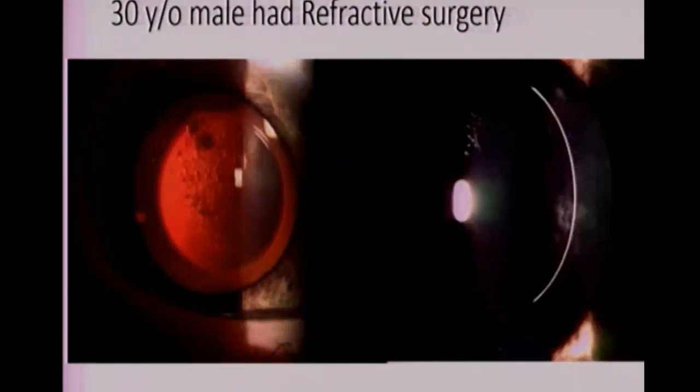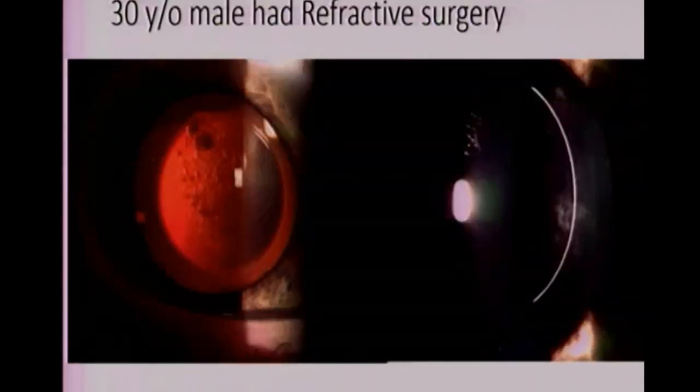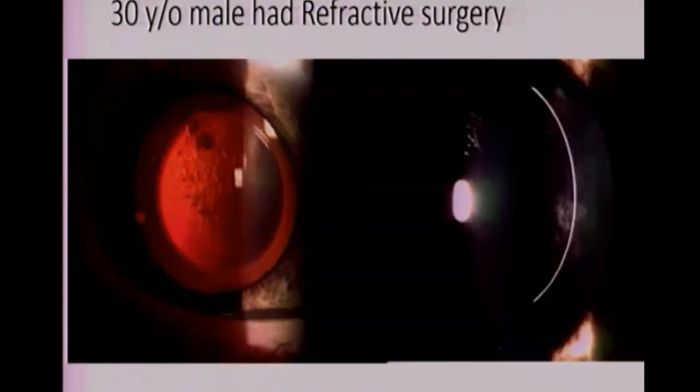Okay. So this patient had refractive surgery. This is the fourth question. What is the name of the refractive surgery? And two findings. I need the full name, please, and two findings in this picture. This whitish line can give you a clue.